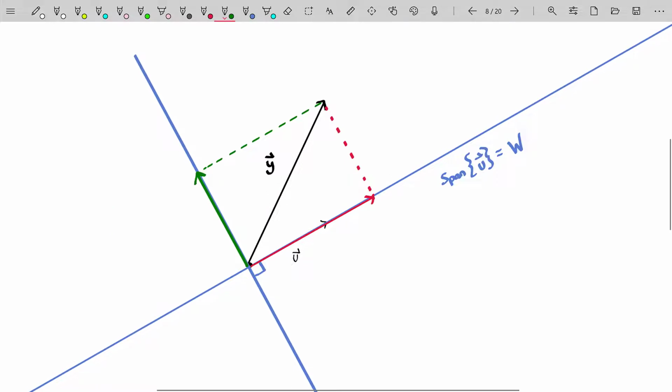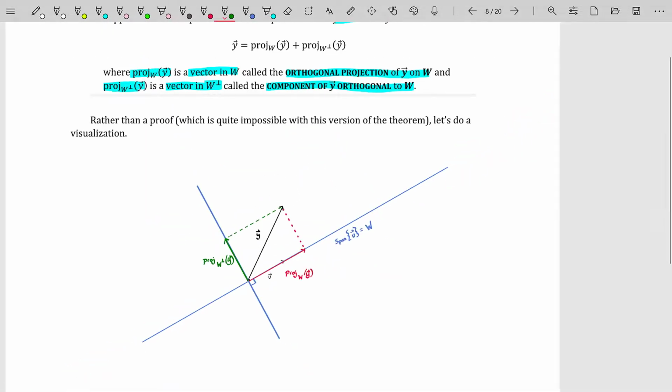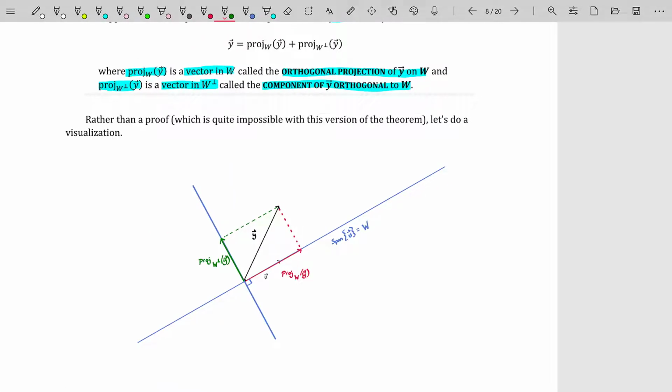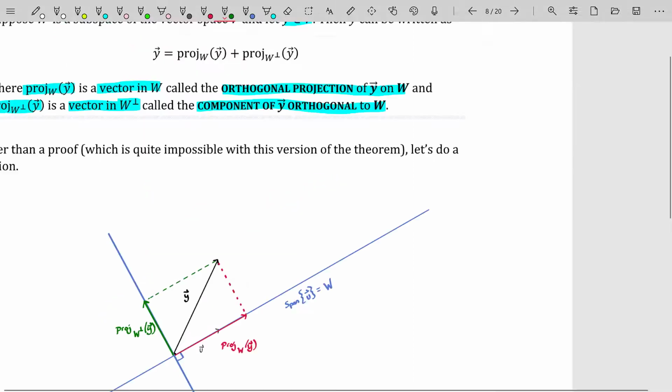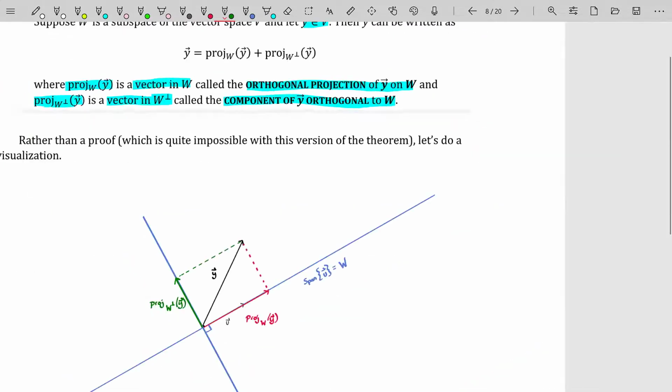In the end, you get these two vectors, one in red, which is called the projection of Y onto W. It's called the orthogonal projection, really, because that's what we're doing, an orthogonal projection of Y onto W. And then the green vector is called the component of Y orthogonal to W. Or you could just call it the projection of Y onto W perp, whichever you want to call it. It's actually the same.